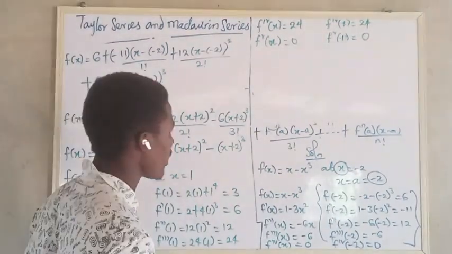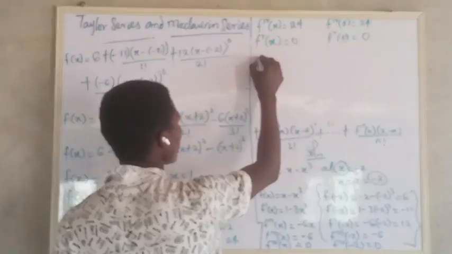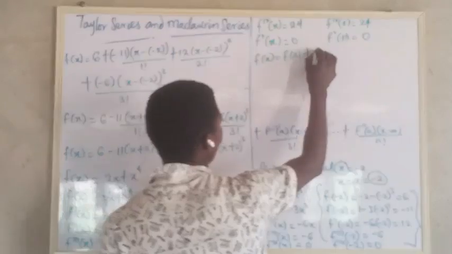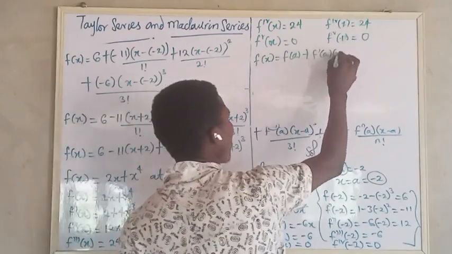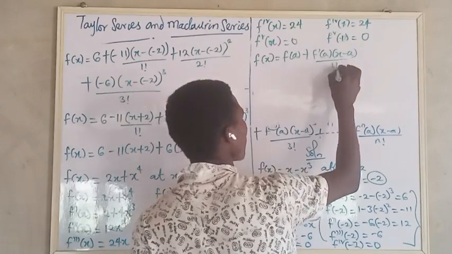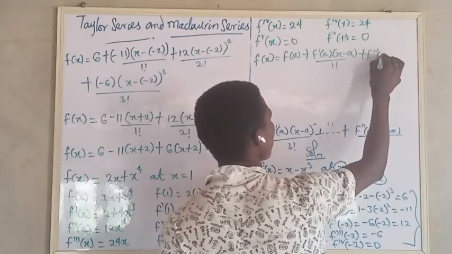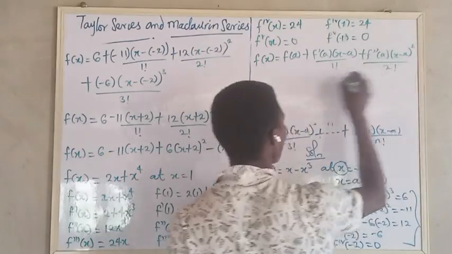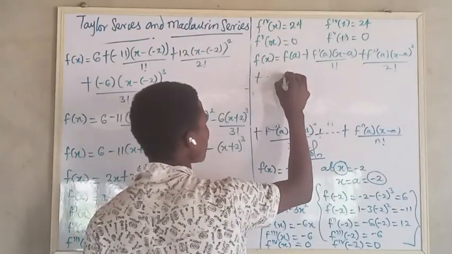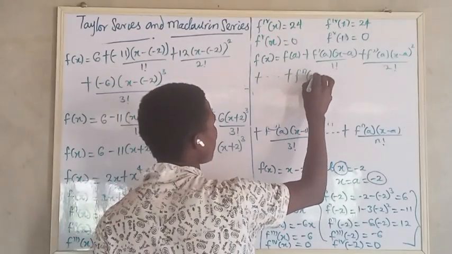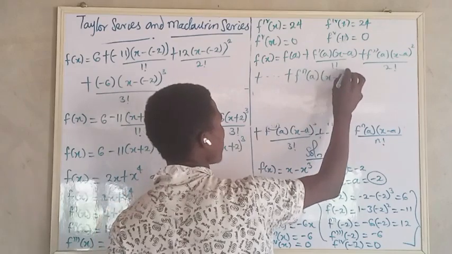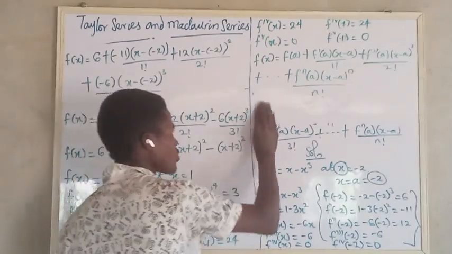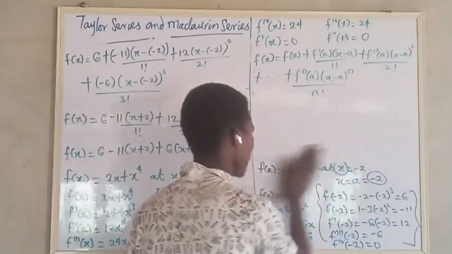Then I need to put it into my formula. Don't forget, let me write the formula again. The formula is f of x, you should have mastered it by now, which is f of a plus f prime of a multiplied by x minus a over 1 factorial plus f prime prime of a x minus a raised power 2 over 2 factorial plus dot dot dot plus f raised power n of a times x minus a raised power n over n factorial. You see, the Taylor series is a very, very sweet formula to master, right?